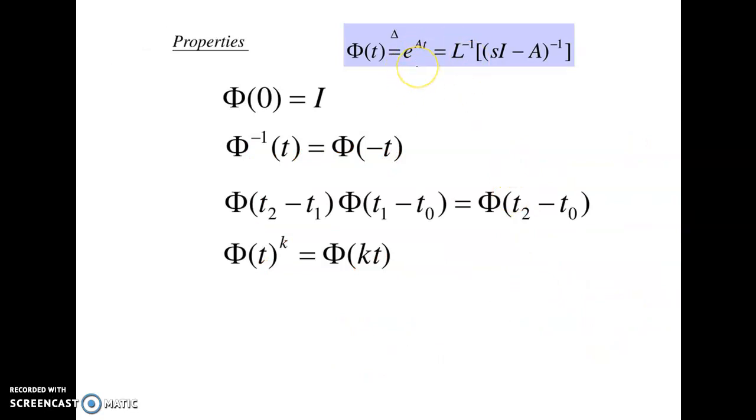So let us see the properties of the state transition matrix. We have defined the equation for the state transition matrix as phi of t is equal to e raised to At, which is equal to the inverse Laplace transform of (sI minus A) inverse. The first property is phi of 0 is equal to I. How this is equal to I: this is the equation for the state transition matrix, phi of t is equal to e raised to A into t.